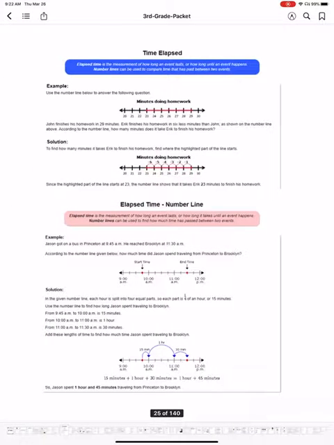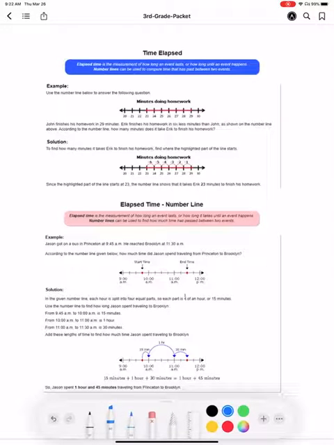All right, my favorite, number lines. I know, some of you guys probably hate number lines with me, but I find them really useful. So let's go through this one. Elapsed time is a measurement of how long an event lasts. I'm up here at the top in the blue. However, how long until an event happens. Number lines can be used to compare a time that has passed between two events. Use a number line to answer the following questions.